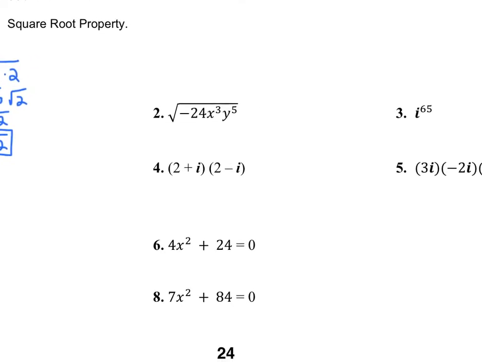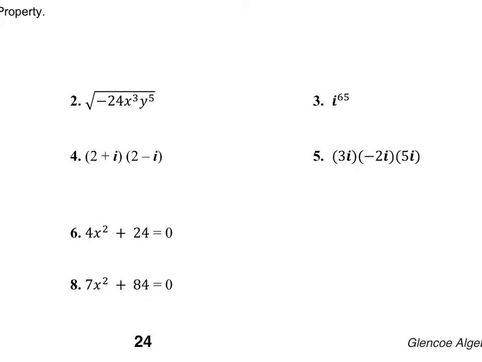Number 2, we've got some variables thrown in there. We didn't do variables in class, but they work the same way as a number would. So I'm going to break this up into -1 again, because I know it's going to be imaginary, times, let's break up the 24 into a perfect square and another number. So that's 4 and 6. And then x to the third. What perfect square is a factor of x to the third? x squared, so it's x squared times x instead of x to the third.